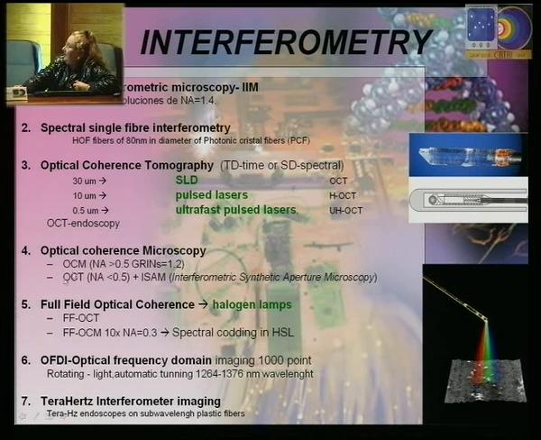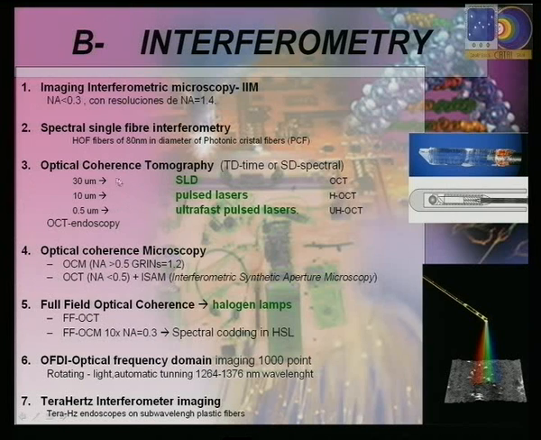interferometry. In optical coherence microscopy, your numerical aperture is more than 0.5, and the lenses can get even up to 1.2. But obviously, if you have a lot of detail, your penetration is less. So you have to move in between, depending on the needs inside of the medical application.